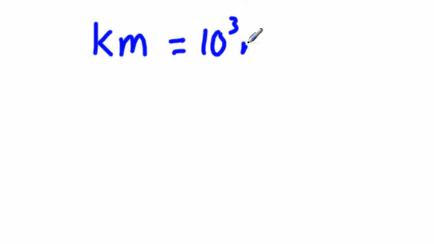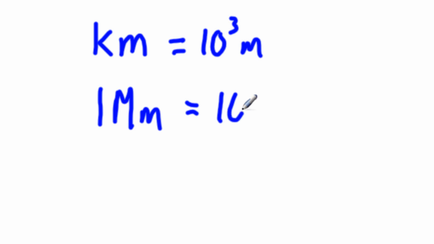Now for the powers of 10 which are already greater than 1, the tug of war is already set up for you. So for instance, a kilometer is equal to 10 to the third meters. A big guy is equal to a whole bunch of little guys. A megameter would be equal to 10 to the 6 meters. Again, a big guy is equal to a whole bunch of little guys.